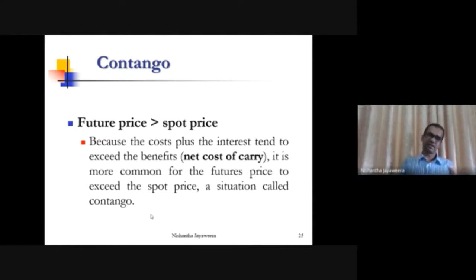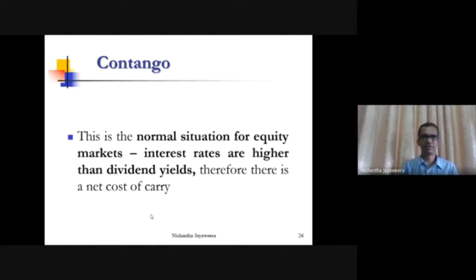What is a contango market? Like in FX, when I say the base currency is trading at a premium, you know the relationship between forward price and the spot price and the relationship between two interest rates. Likewise, whenever you hear that a particular underlying asset is trading in a contango market in futures, you know that the futures price is higher than the spot price, because costs are higher than the benefits. So this is a normal situation in most of the equity markets. Interest rates are higher than dividend yields. Therefore, there's a net cost of carry. That may vary from market to market, depending on the underlying asset.